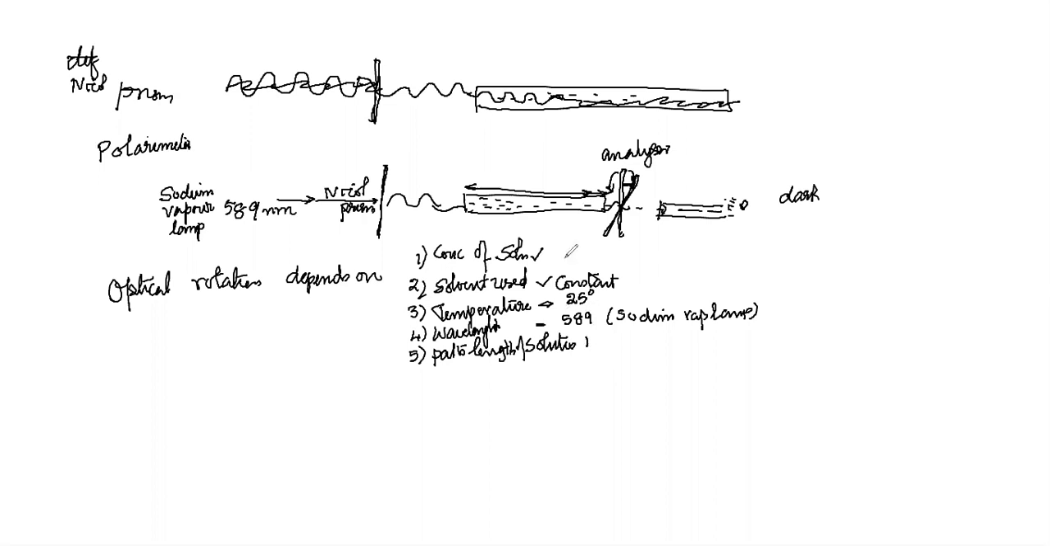So if you want, you can have different cells, different tubes. So in short, what we can say is optical rotation, whose notation is alpha, is proportional to, this sign is for proportionality, the concentration of the solution C into the path length of the solution L. All others are constant. So alpha is proportional to C into L.